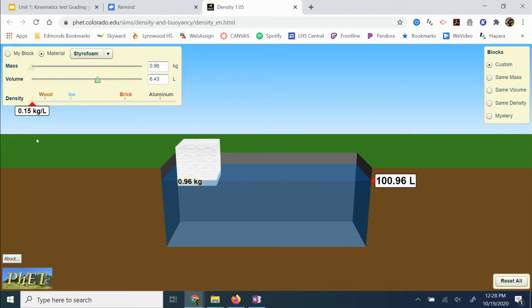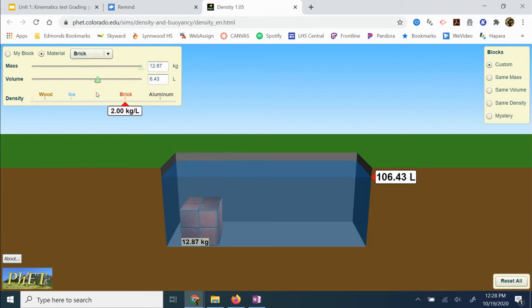So now we want to switch to brick. Here we go, brick. Okay, and that sinks. Why do you think a brick would sink? Let's note that its density right here is 2. So for number 1 under the brick, think about why the brick sinks. Remember, we've decided that if it is more dense than water, then it is going to sink, and if it's less dense than water, it's going to float.